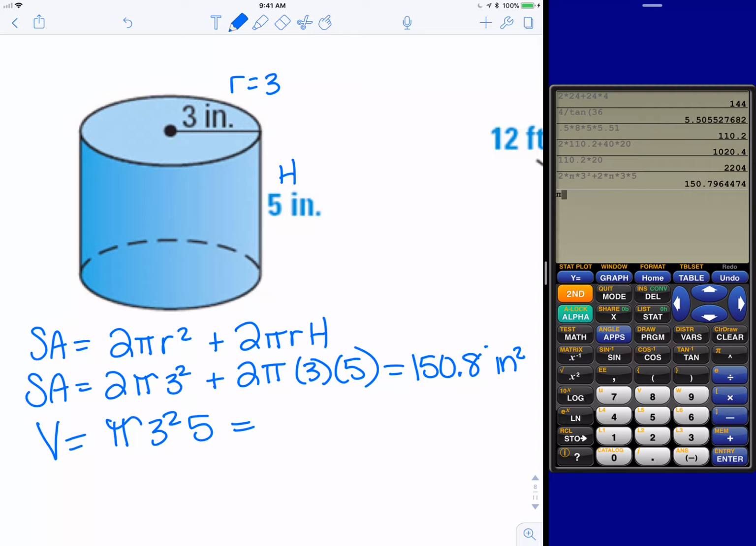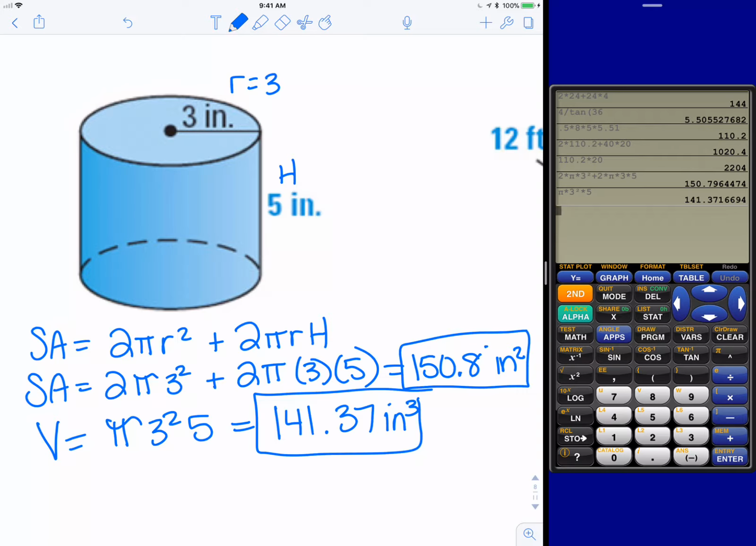Volume is area of the base face, so pi r squared times the height, which is 5. So we just do pi times the radius squared, times the height. Alright, and we get a volume of 141.37 inches cubed. Okay, so that's all you would have to do for the cylinders.